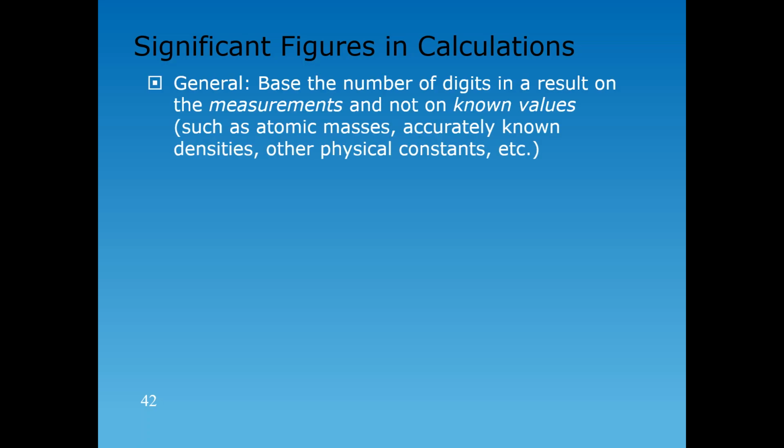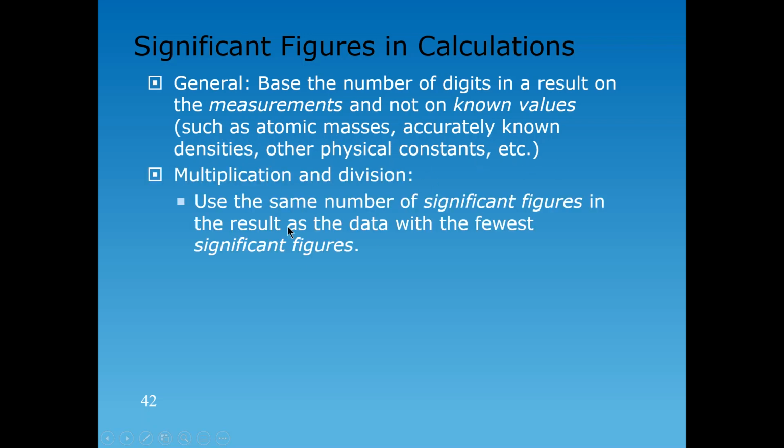So the first thing I want to talk about here is that when we're doing these types of calculations, we need to base the number of digits in a result on measurements and not on known values, all right? So we have to look at the number of significant digits present in a particular measured value. Known values would involve things like the atomic mass, accurately known densities, and other physical constants, all right? Now, let's talk about the actual mathematical operations involved and how we deal with significant figures in these situations.